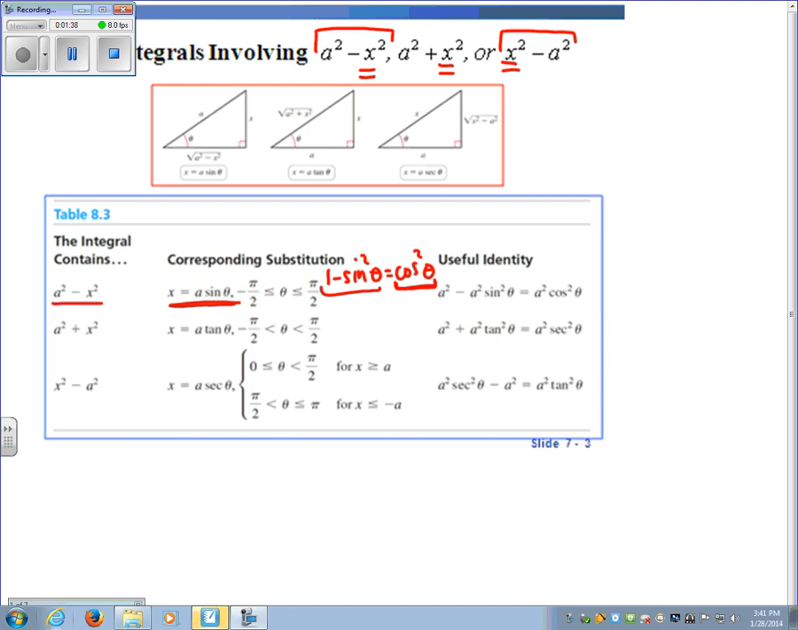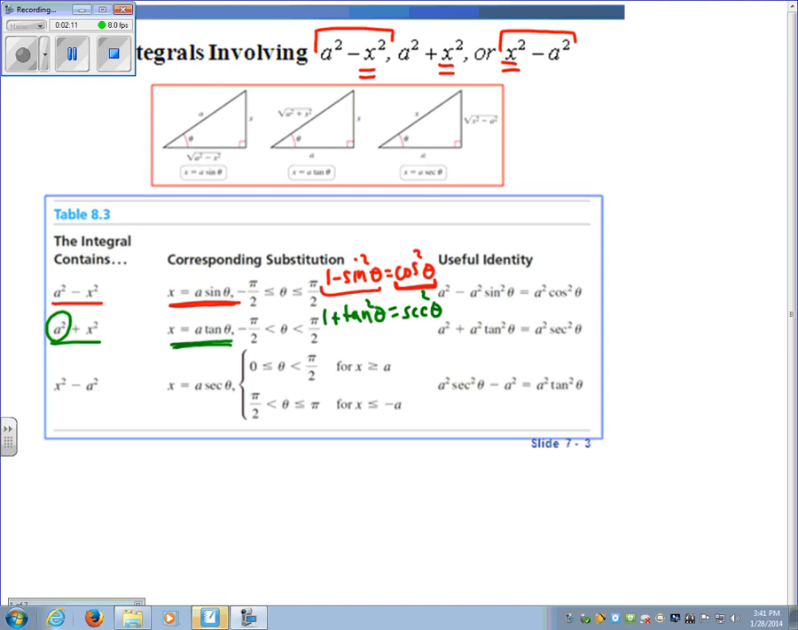Okay, now the second one here is the a squared plus the x squared. When you have this form where it's the sum of the two squares, you're going to always use the trig substitution, x equal to the a. Again, the a is tied to what that original term was, a times tangent of theta. Okay, now the reason is you're using the trig identity, 1 plus tangent squared. You're going to end up getting that expression if you use this substitution, and then you're going to change it to secant squared of theta, just using the Pythagorean identity.